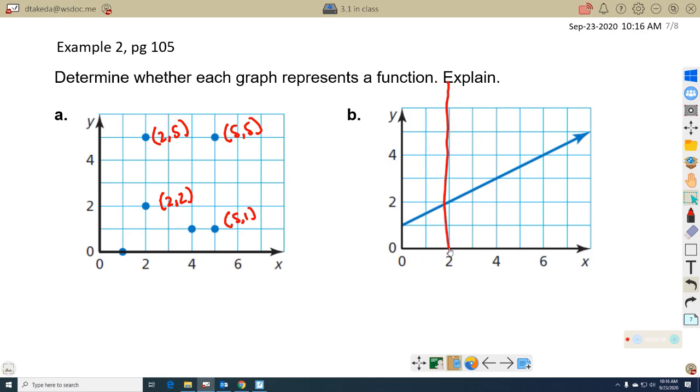And over here, this one is a function. Now remember, a line is only a series of points that are all connected. So this one, it does. This one is a function. B is a function, A is not a function.